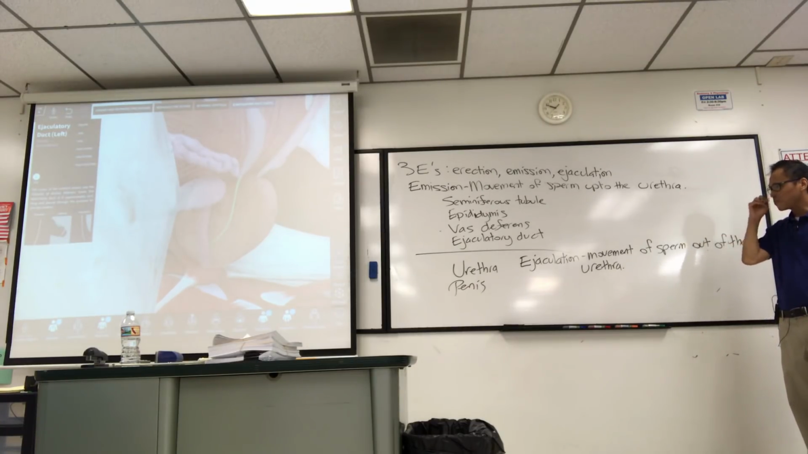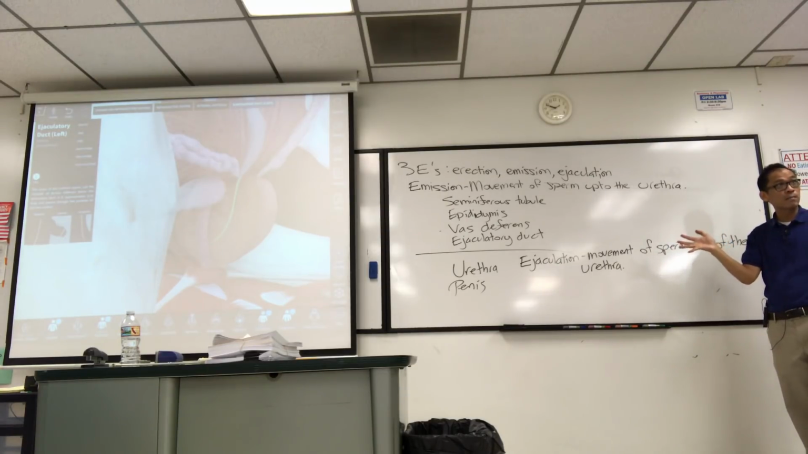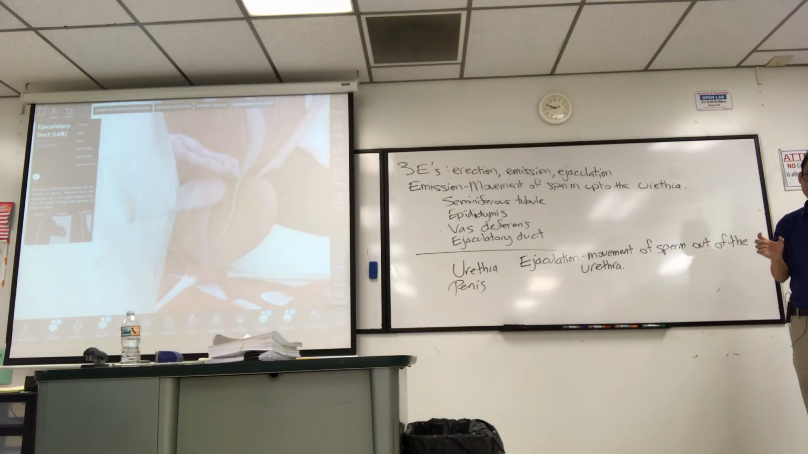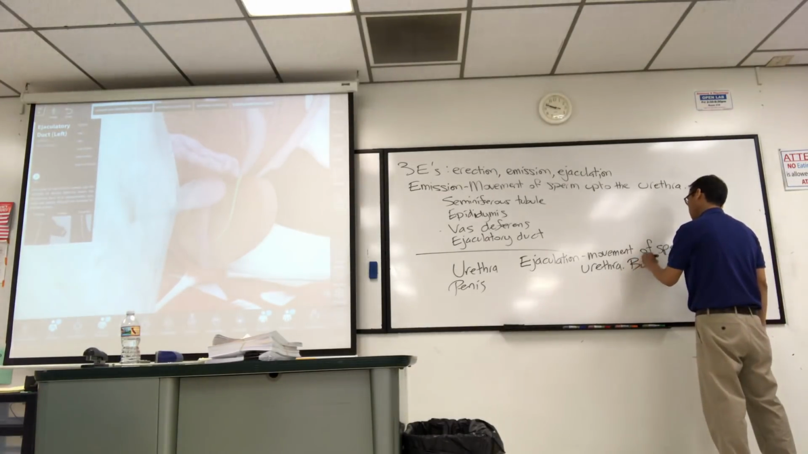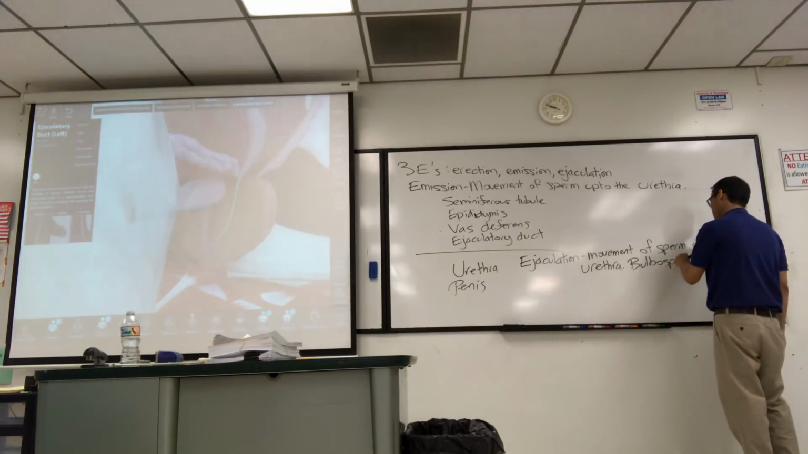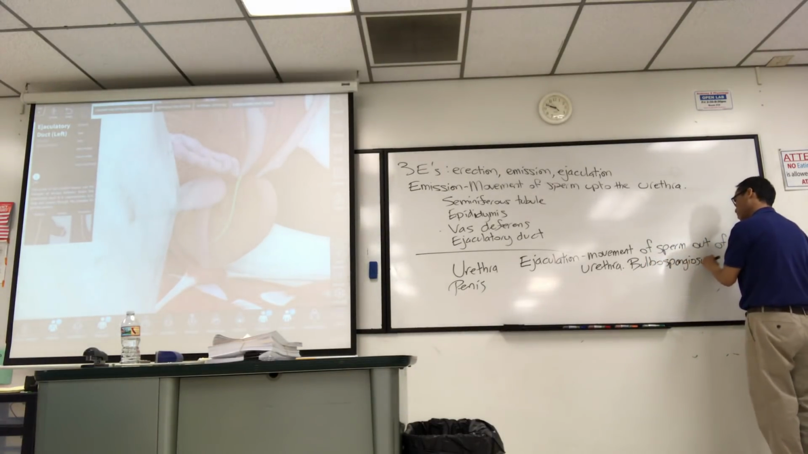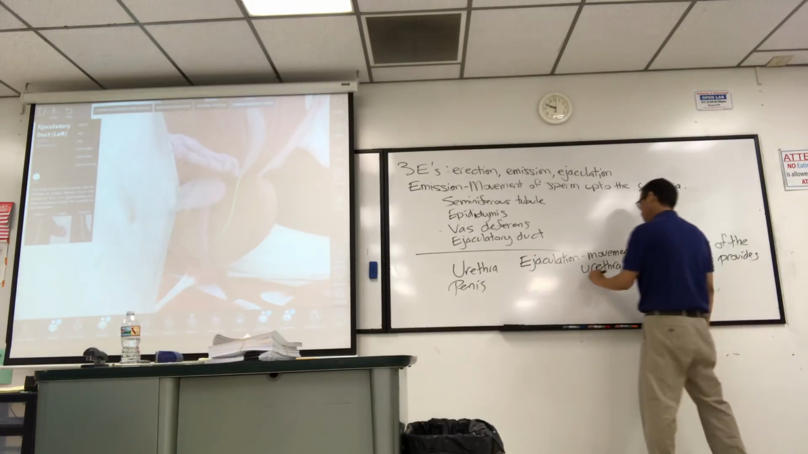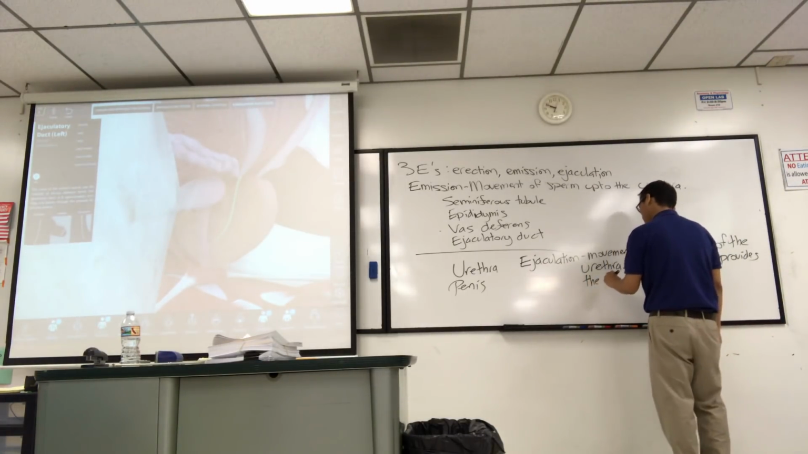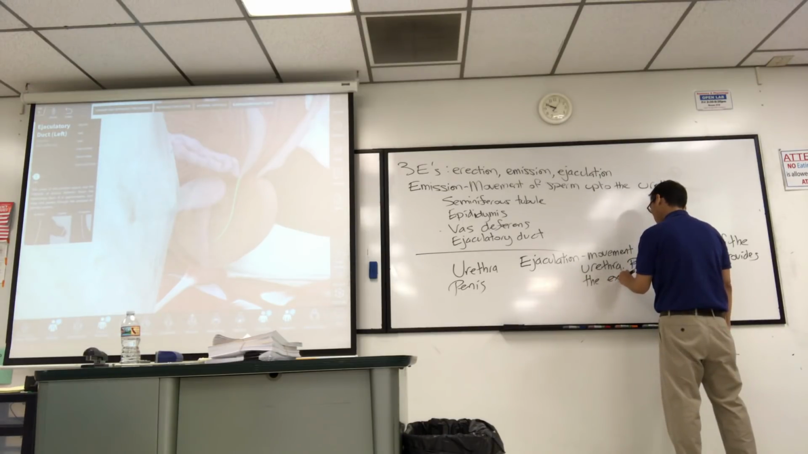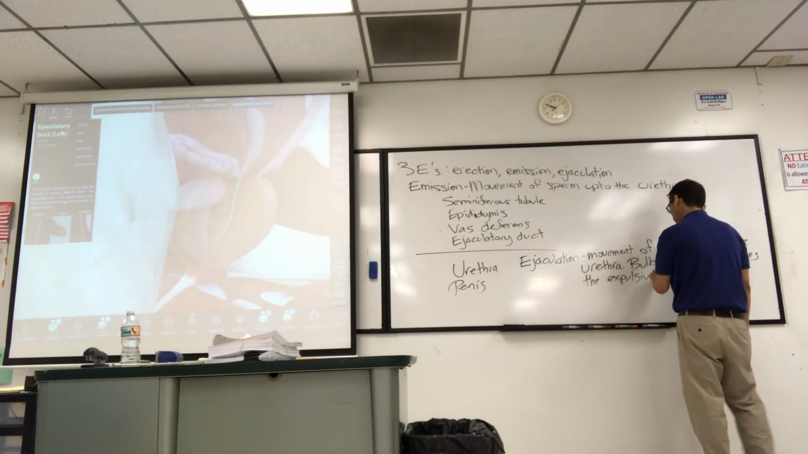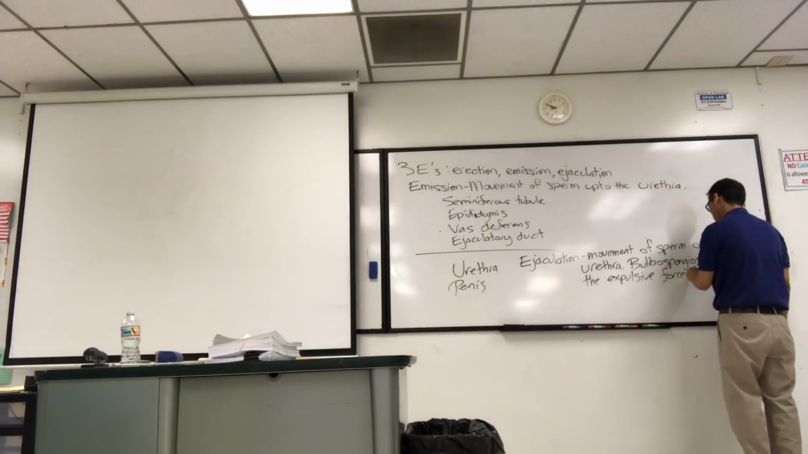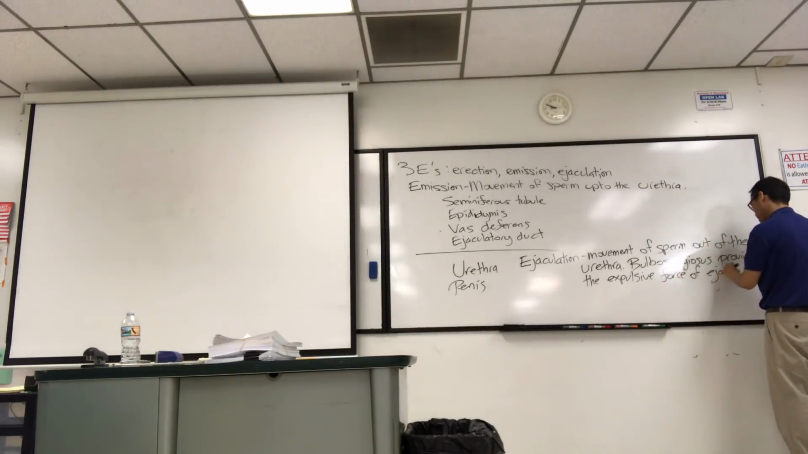Another thing is, there's a lot of things that happen, but one of the muscles we wrote down helps provide the expulsive force for ejaculation. That's bulbospongiosis. Bulbospongiosis provides the expulsive force of ejaculation.